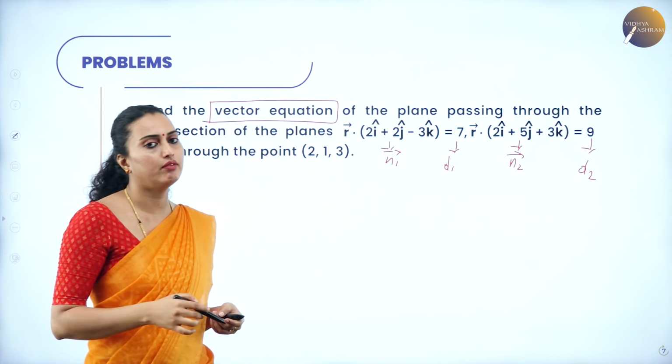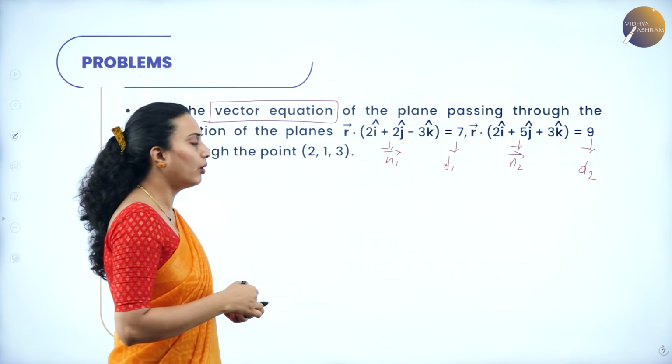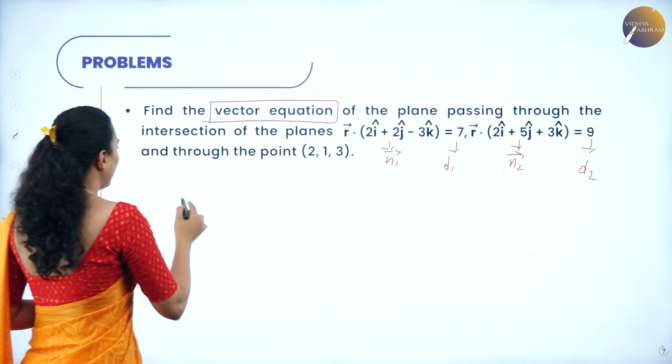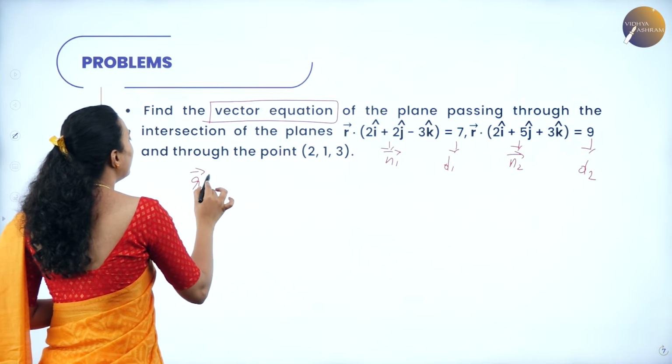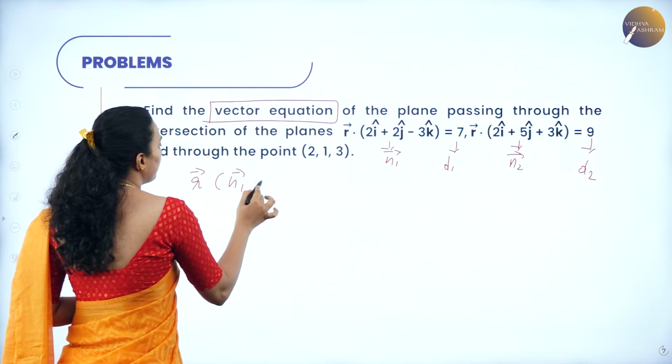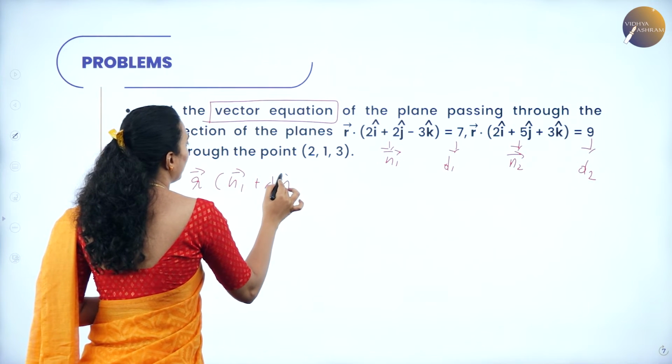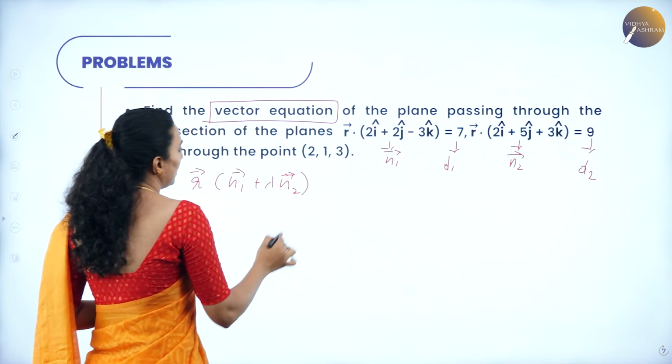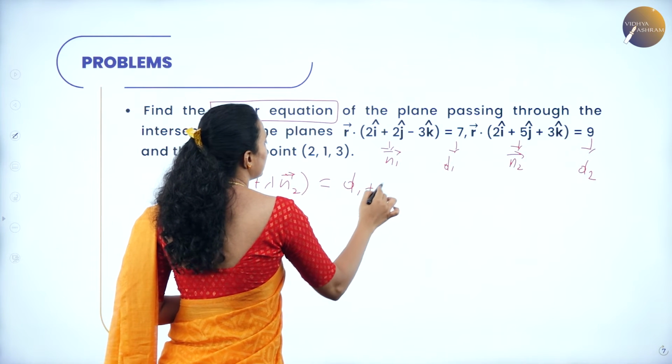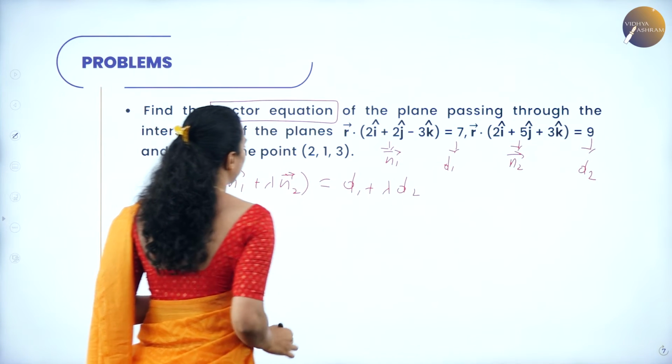Now, you know what is N1 vector and N2 vector. Now, writing in the form of the vector. So, vector form is nothing but R vector dot (N1 plus lambda into N2 vector), correct, is equal to D1 plus lambda into D2. Substituting.